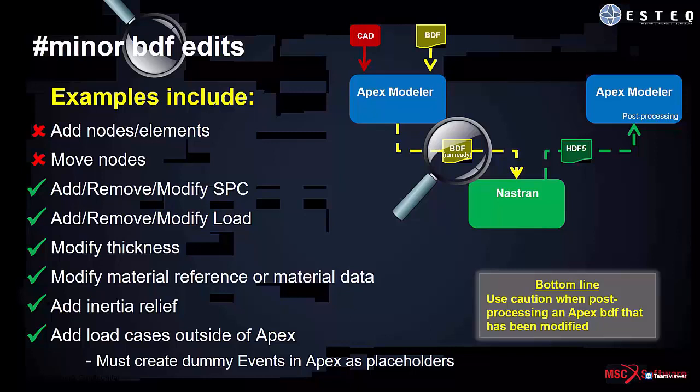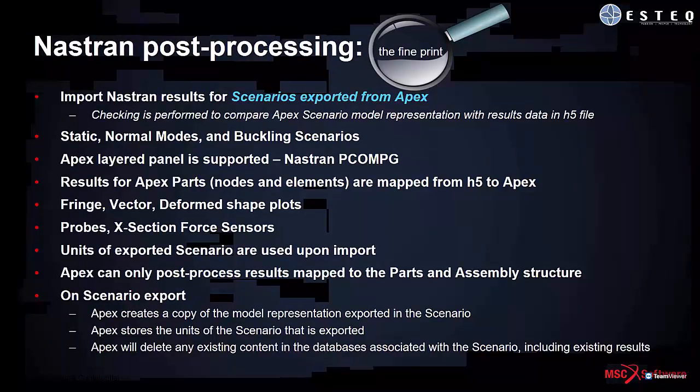Right. You have the ability to do minor edits on the BDF before solving it in Nastran and post-processing it in Apex after you've exported the BDF. What we can't do is add nodes or elements or move nodes at this stage, so those should stay the same, but you may edit the BDF and add or remove or modify single point constraints, loads, modify thicknesses or other material properties, add inertia relief, or add additional load cases outside of Apex. But for the rest, so this is things that will change over time as well.